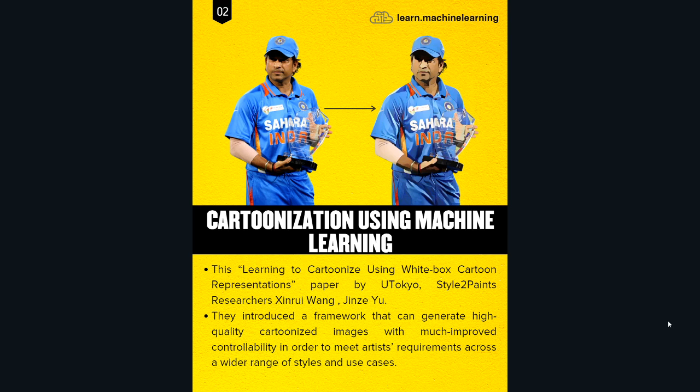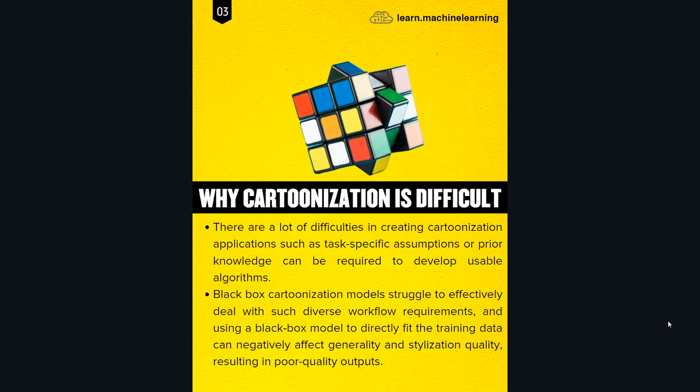This paper, called Learning to Cartoonize Using White Box Cartoon Representations, is by researchers Wang and Yu from the University of Tokyo and Style2Paints. What they did is introduce a framework that can generate high quality cartoonized images with much improved controllability in order to meet artist requirements. The ultimate goal of this paper is to meet the artist requirements exactly across a wide range of styles and use cases. So why is cartoonization difficult?